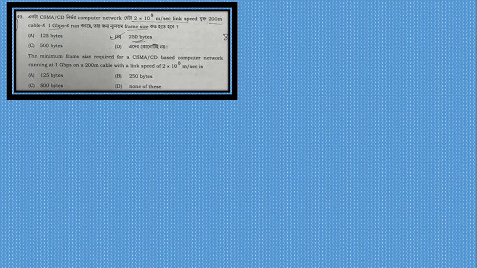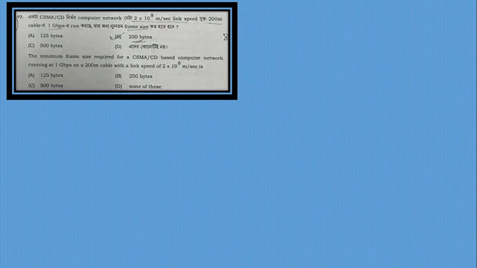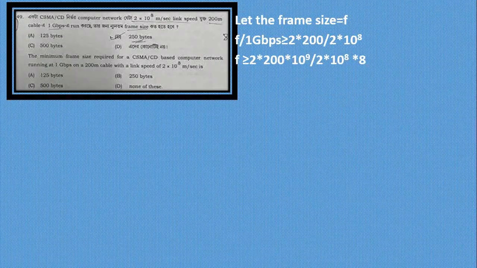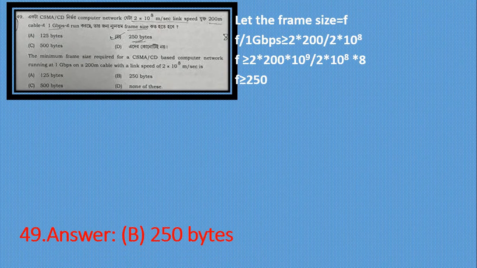The minimum frame size required for a CSMA/CD based computer network running at 1 Gbps on a 200 m cable with a link speed of 2×10⁸ m per second is, if we calculate, the minimum value of F will be 250 bytes. So option B is the answer.